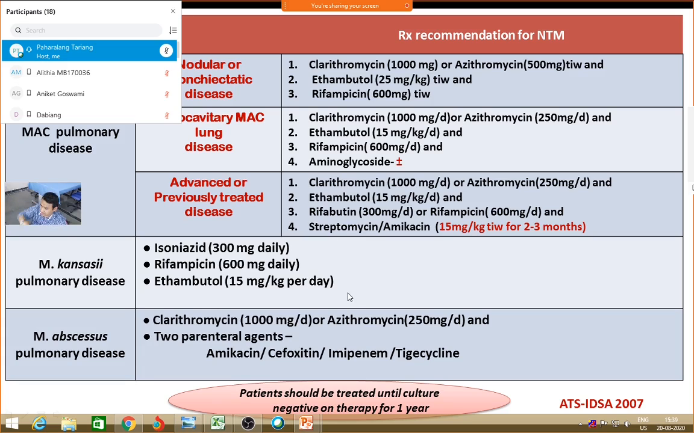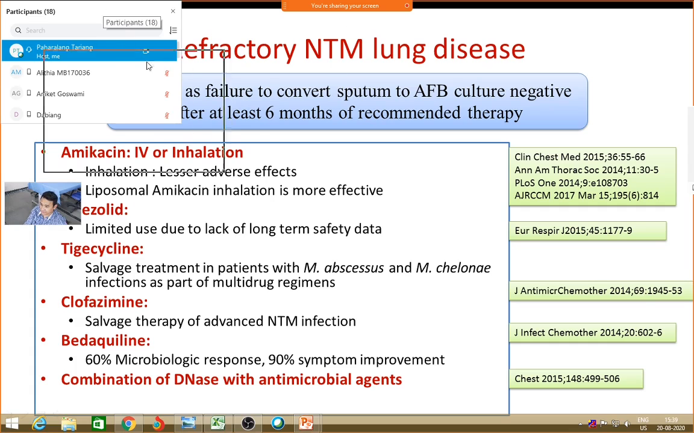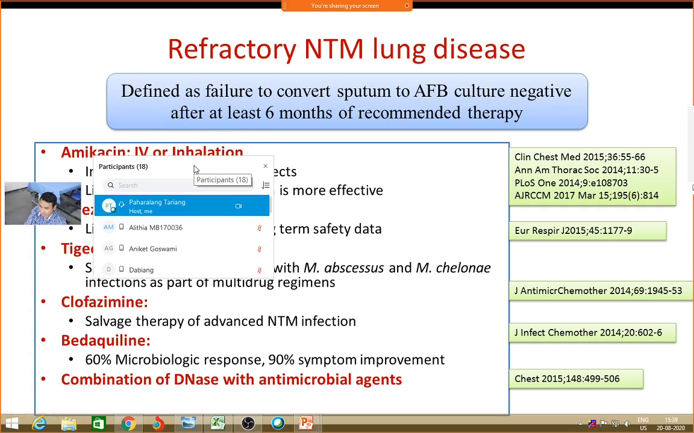For Mycobacterium kansasii, isoniazid, rifampicin, and ethambutol is enough. Abscessus, we have clarithromycin and 2 parenteral agents. We can choose from amikacin, cefoxitin, imipenem, or tigecycline. Now, like I said, patients should be treated until culture negative on therapy for at least 1 year. For refractory NTM lung disease, refractory is defined as failure to convert sputum to AFB negative, culture negative after at least 6 months of recommended therapy.